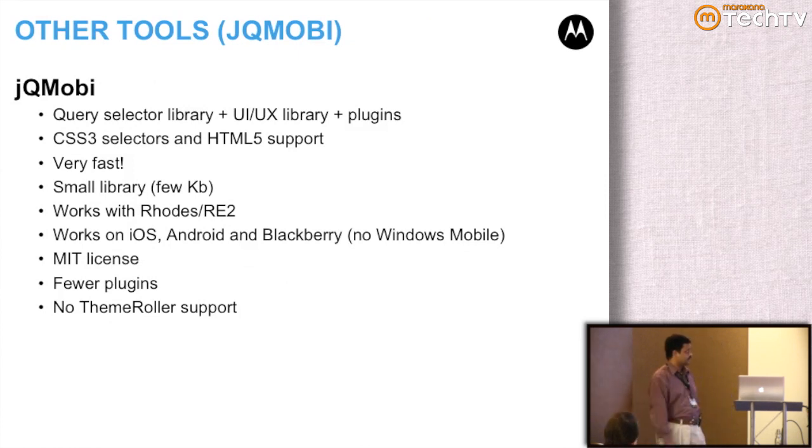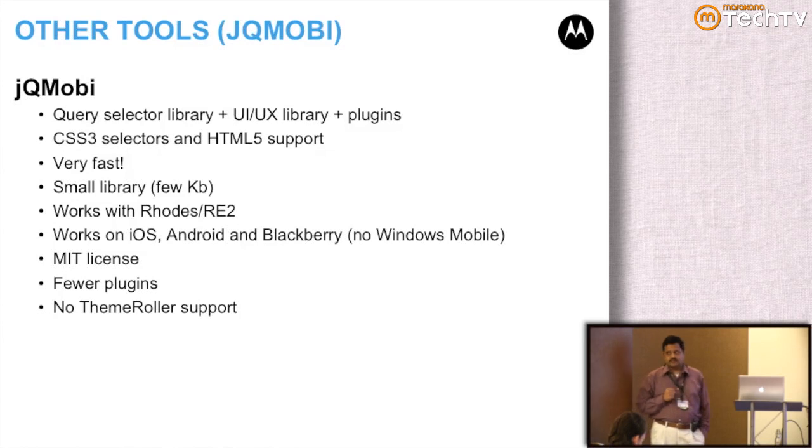jQMobi. One of the biggest selling points of this is its speed. It's blazingly fast, and the library is very small. The downsides, if you want to call it that, is it runs only on Android, iOS and BlackBerry, no Windows Mobile. It does not support all of the features that the jQueryMobile framework supports, like, for example, carousel or iScroll and things like that. So, your choice in visual elements is kind of limited.